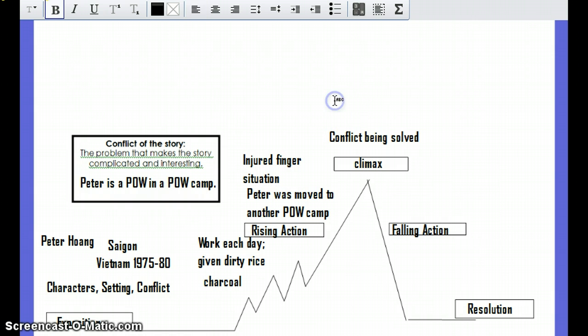So finally we get to the climax, which is, well, he's actually released. Alive. And that's the thing. So here we go. We finally figured it out. The conflict is resolved. He's out. So what's left is the falling action. He's still in Vietnam. There's still a lot of issues going on in Vietnam. And so he's out of the POW camp, but he's still not out yet.